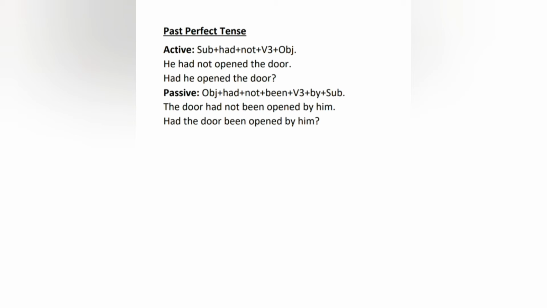The next tense we have is past perfect tense. Active methodology is subject, had, and we'll add a not after had, with third form of verb and object. For example, he had not opened the door. Had he opened the door would be the interrogative form, whereas passive methodology would be object, had, not, been, third form of verb, by, and subject. For example, the door had not been opened by him, and the interrogative would be, had the door been opened by him?